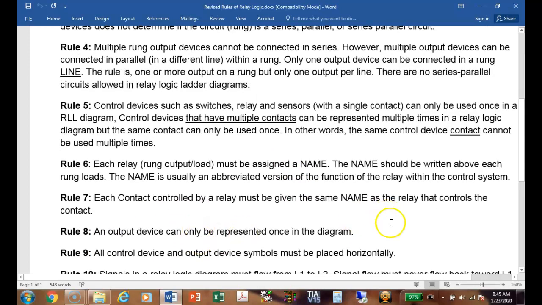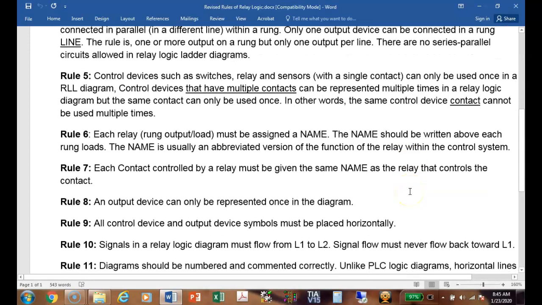Each contact controlled by a relay must be given the same name as the relay that controls the contact. Everybody okay there? An output device can only be represented once in a diagram. So you can't call a coil M1 and then somewhere else use the same name, M1. You can only have that coil once in a diagram. In one line, right?